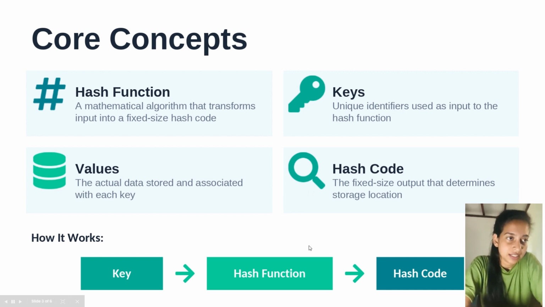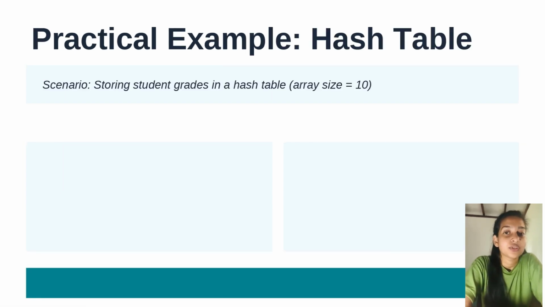And here is how they work together. You take your key, pass it to the hash function and get your hash code. That hash code then points to where your value is stored. This is a beautiful and simple system.